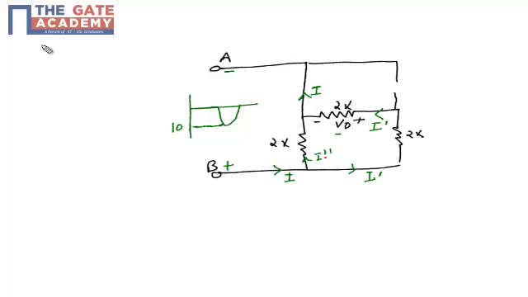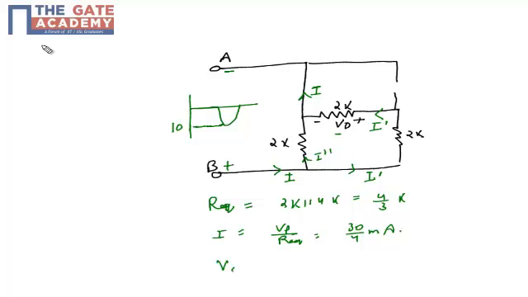If I make the same calculation, the R equivalent is still 2K parallel 4K, just like the previous case, which is 4 by 3K, and my I will be Vp upon R equivalent, which is 30 by 4 milliamp. Similarly, V0, which is I dash times 2K, equals 5. So my output voltage for this second half cycle will be in the same phase with the input, because the polarity of the output is the same for both half cycles.